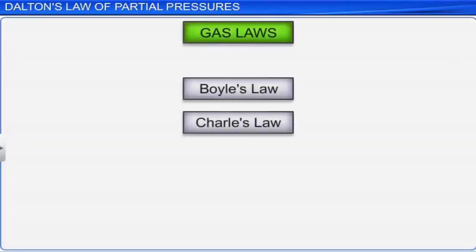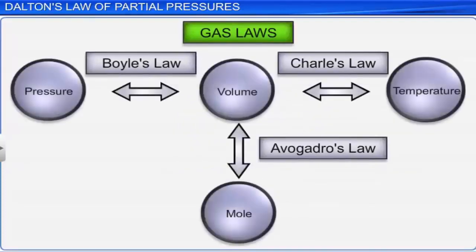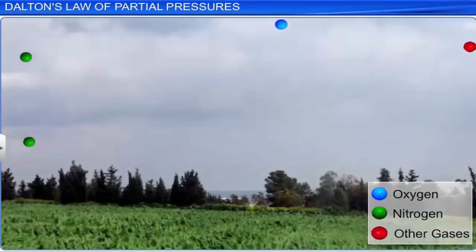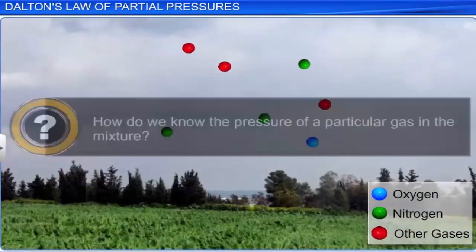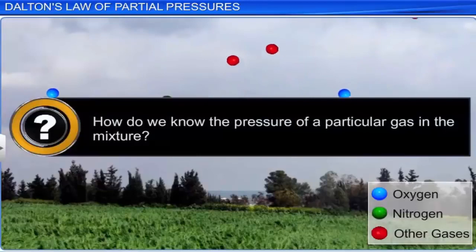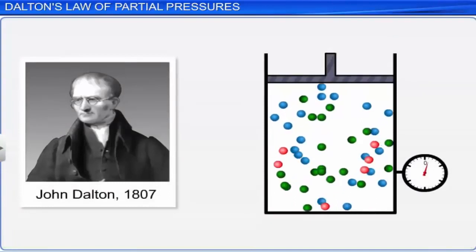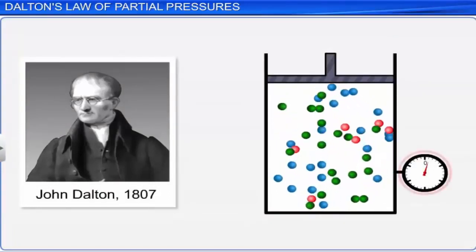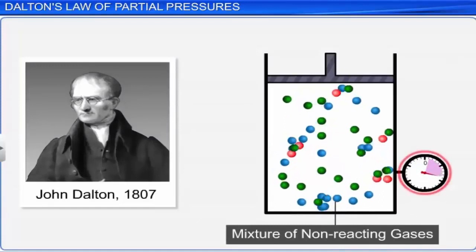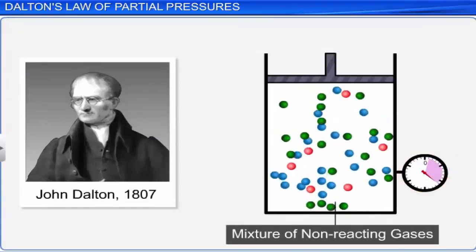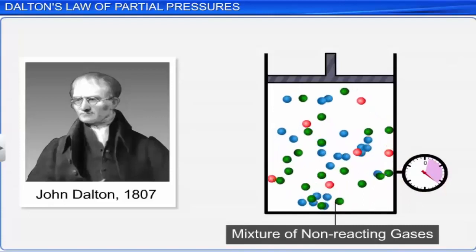The various gas laws that we have learnt establish the relationship among pressure, temperature, and volume occupied by a certain number of moles of a gas. But air is a mixture of various gases. So how do we know the pressure of a particular gas in the mixture? In 1807, John Dalton studied the pressure exerted by a mixture of non-reacting gases enclosed in a vessel. Based on these studies, he formulated the law of partial pressures.